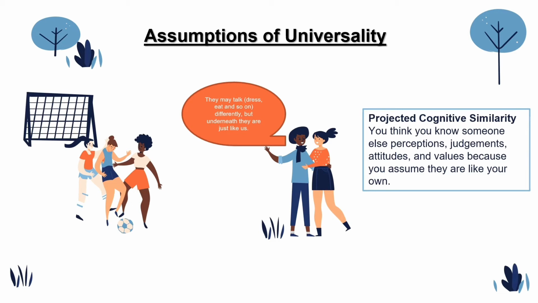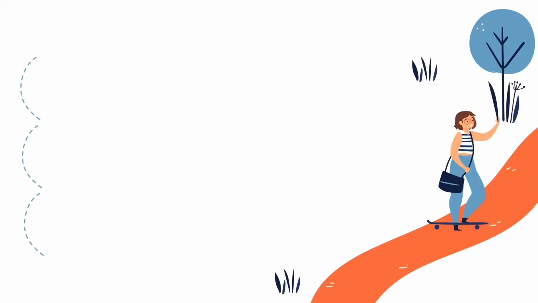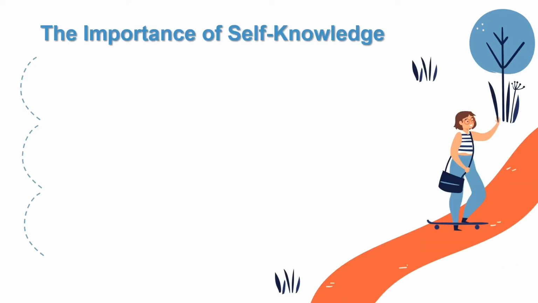For example, even if people agree on the same corporate goal of the company, they may have different strategies in mind of how to reach that goal. The next point is about the importance of self-knowledge.